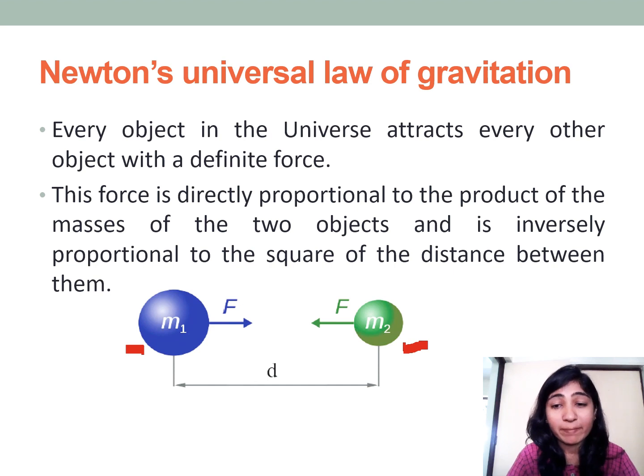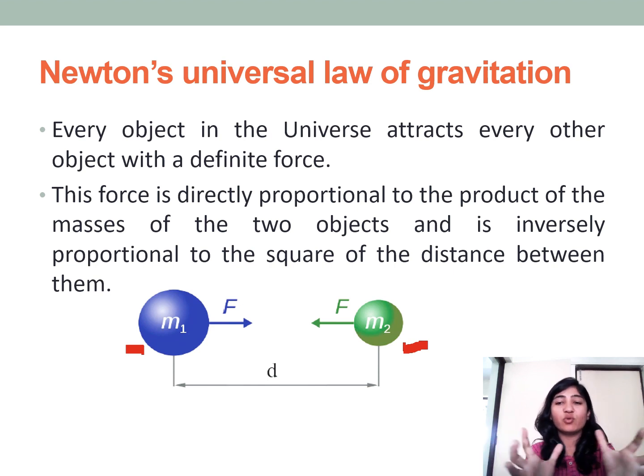Okay, but the force is directly proportional to the product of their masses. For example, m1 is attracting m2, so the force is directly proportional to the product of the object and the object it is attracting towards itself, so m1 into m2. And it is inversely proportional to the distance, because as the distance is increased, the force is weakened, right? So the force is less between distant objects, and the force is more between objects which are nearer, right?